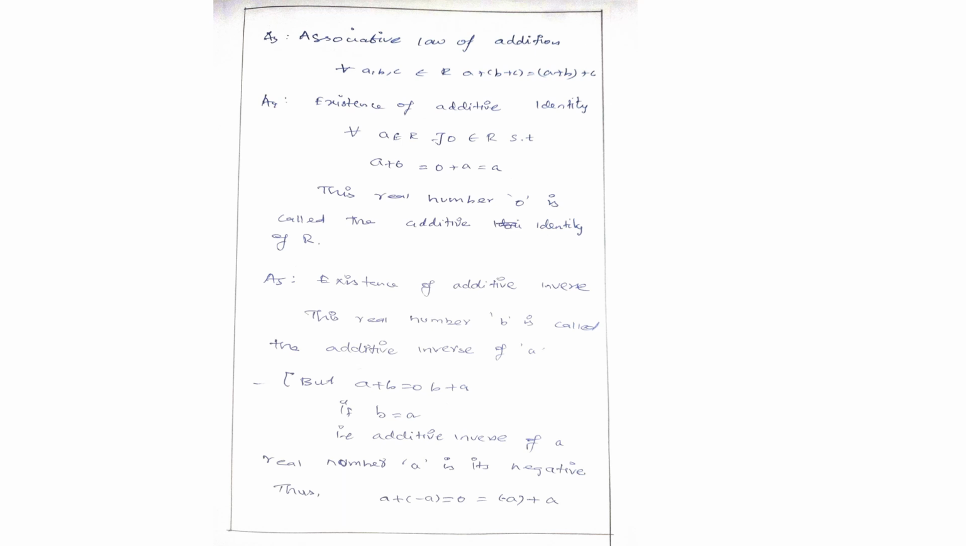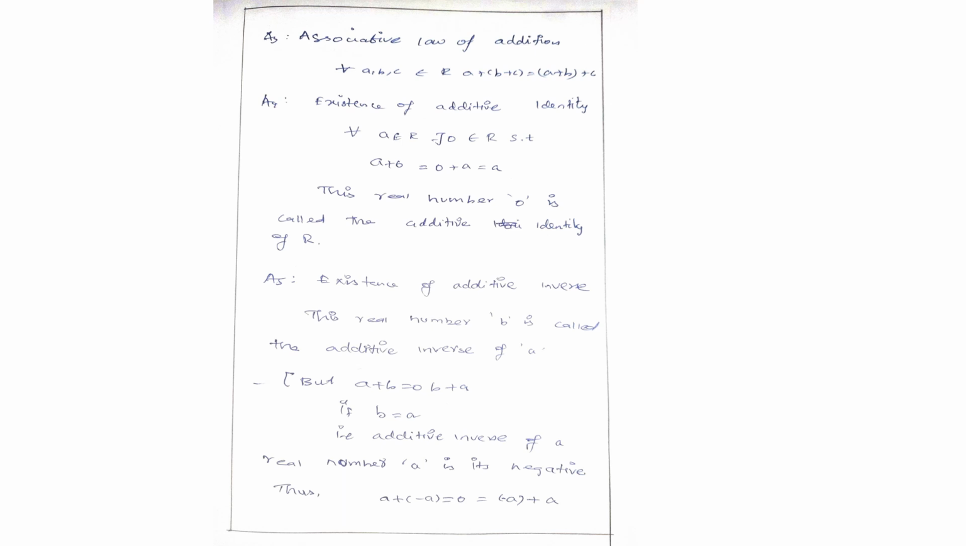For example, for a value I am taking 1. 1 plus 0 equal to 1, and 0 plus 1 equal to 1. If we take any real number and add it to 0, we will get the same number. That is the additive identity. For addition, we use 0 as the additive identity. In multiplication, we take the multiplicative identity as 1. When we come to multiplication, we will see it in detail.